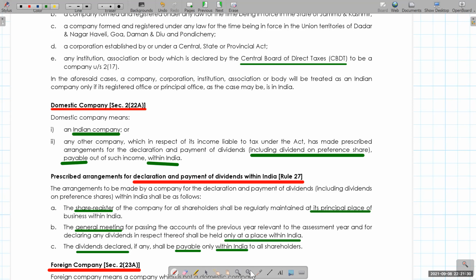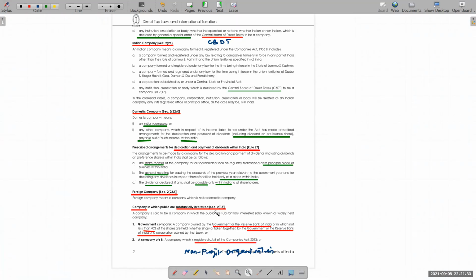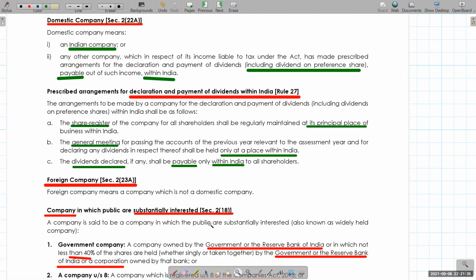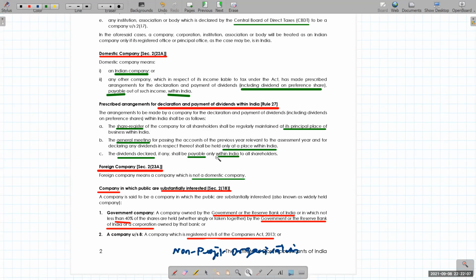Understood? Then the next one is foreign company. Here, a foreign company is one which is not a domestic company, which does not fall under the domestic company definition. There is section 2(22A) which they do not fall under. All others will be falling over in 2(23A). So it is not a domestic company. That is the main point. Okay, foreign company means which is not a domestic company. Understood? Then we are going to company in which the public are substantially interested. This is 2(18). Okay, so we call them companies in which the public are interested.